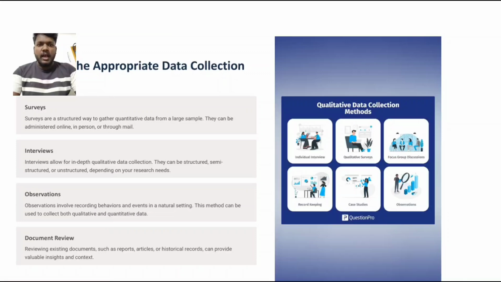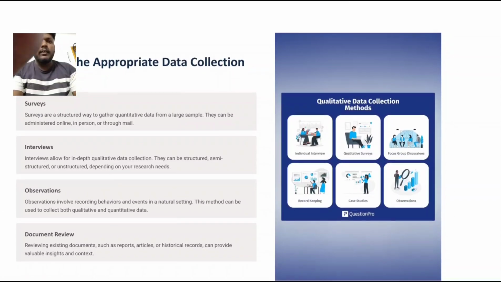And next is observation. Observation involves recording the behavior and the events in natural settings, and this method can be used to collect both qualitative and quantitative data. And next is document review. Reviewing existing documents such as reports, articles or historical records can provide valuable context and content.